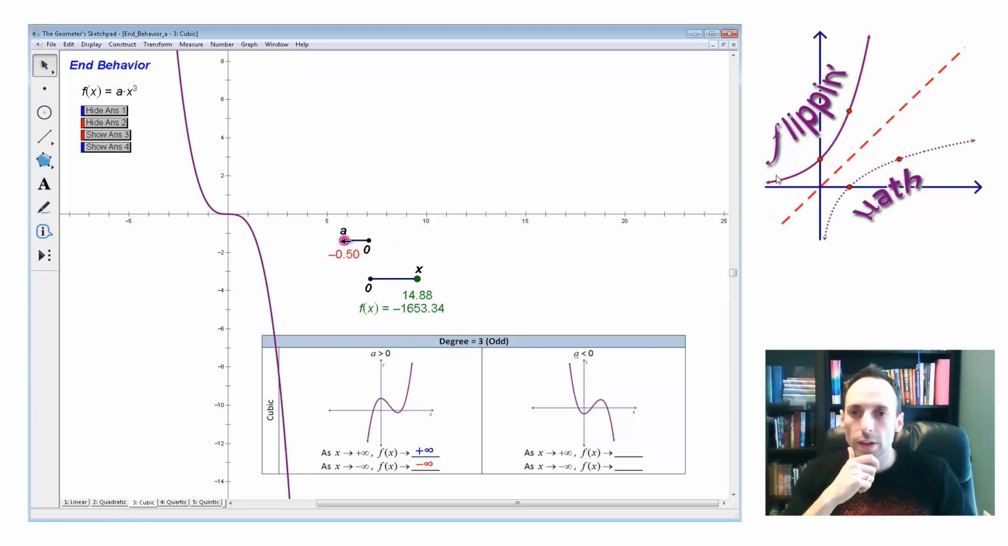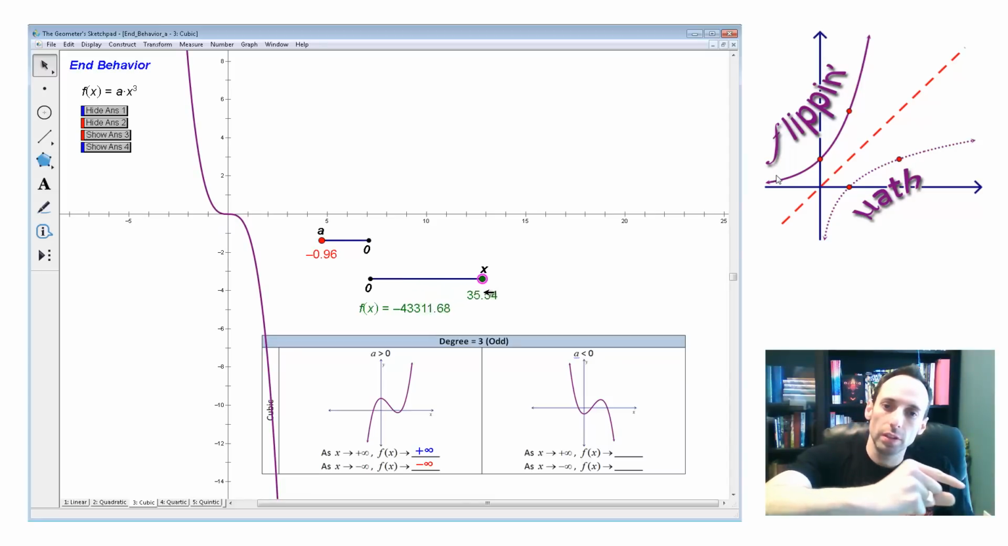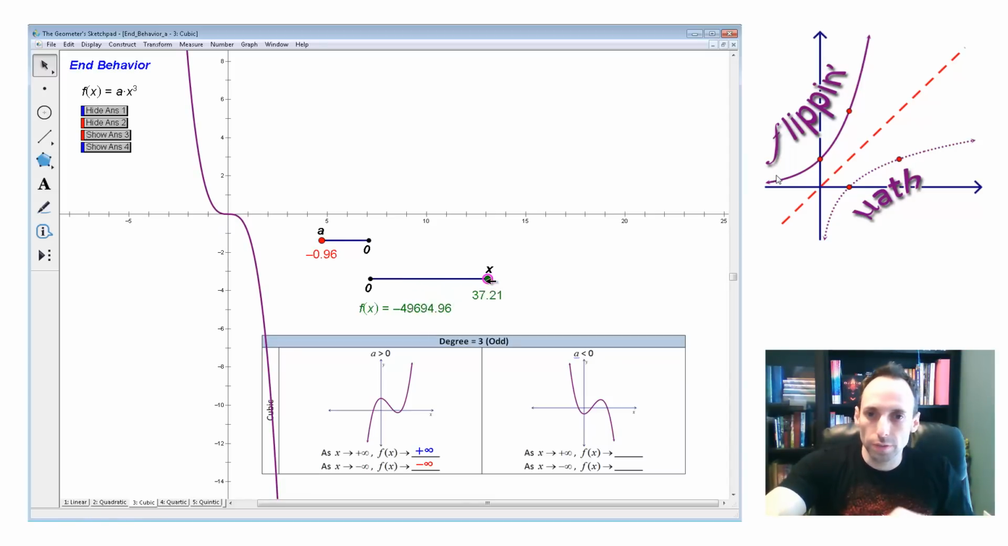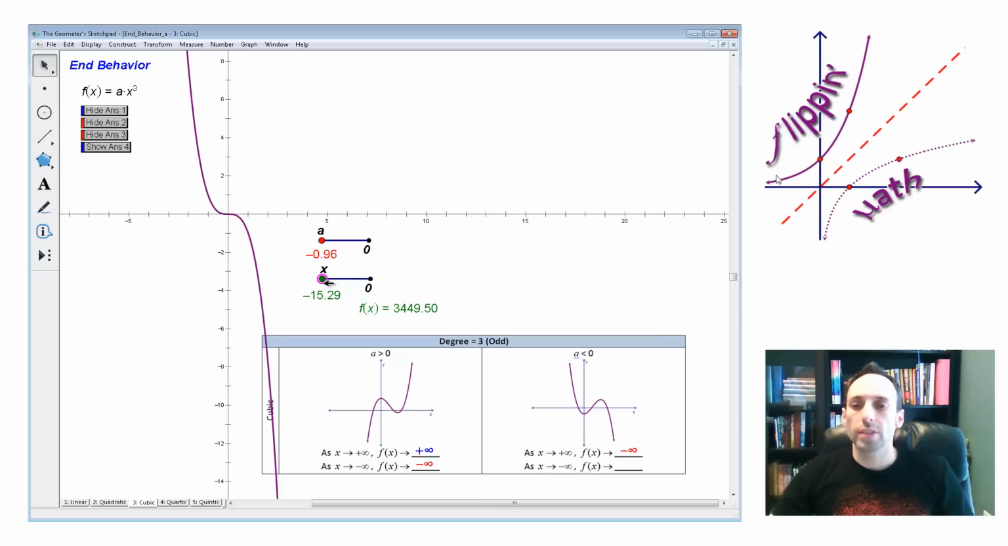Let's make our A value now a negative number, whatever we want. As x goes to positive infinity, this just keeps going down. Look at that, negative 47,000. Wow. So it's going to negative infinity. Here comes the green dot. And now, as x goes further to the left, f of x is going up. It's going to positive infinity. Here's the next answer. Those do look familiar.